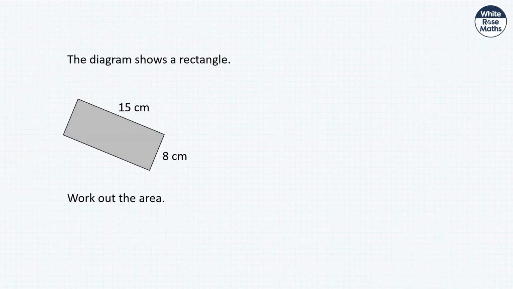Kicking off with question number 1 guys. The diagram shows a rectangle, so it's 15 by 8. Work out the area. The formula for the area of a rectangle is length times width, so it's 15 times 8.